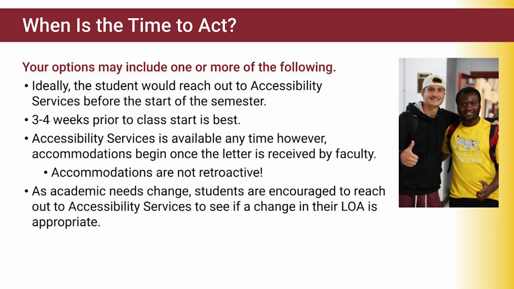When is the time to act? Your options may include one or more of the following. Ideally, the student would reach out to accessibility services before the start of the semester. 3 to 4 weeks prior to class start is best. Accessibility services is available anytime. However, accommodations only begin once the letter is received by faculty. Accommodations are not retroactive. As academic needs change, students are encouraged to reach out to accessibility services to see if a change in their LOA is appropriate.